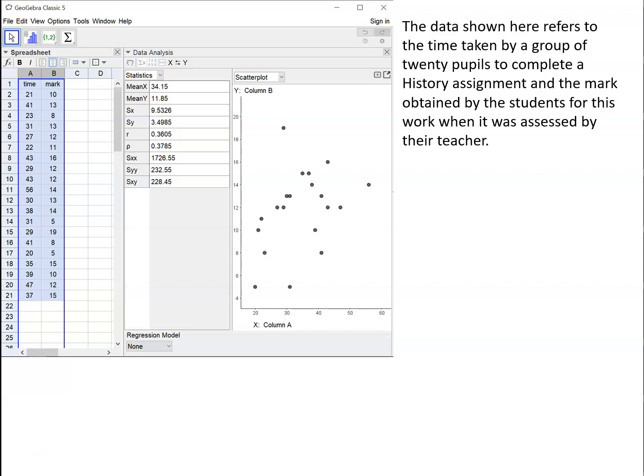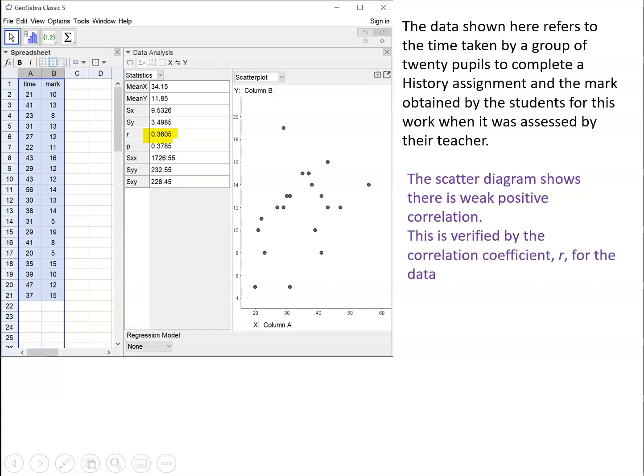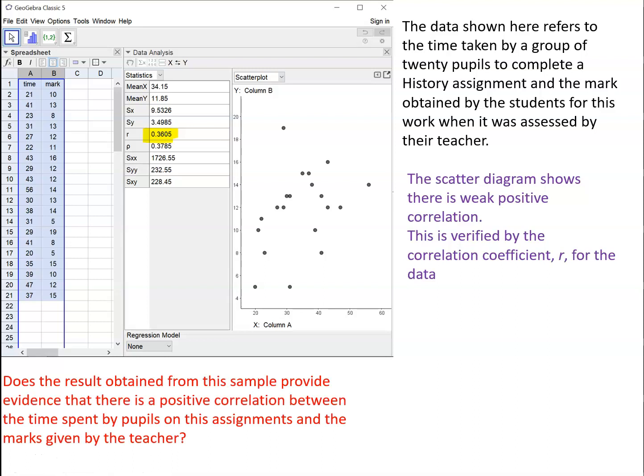Looking at the scatter diagram to begin with, we can see that there is weak positive correlation amongst the data points. That is verified if we look at the correlation coefficient for the data points, which is 0.3605.